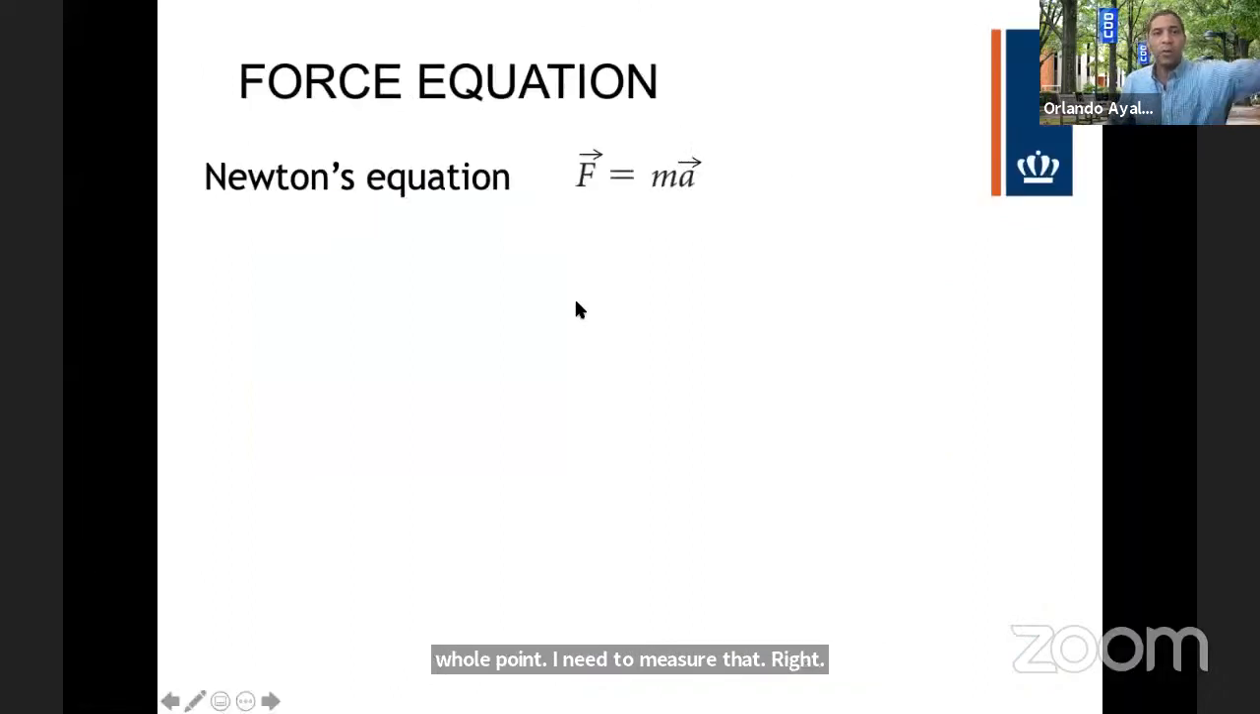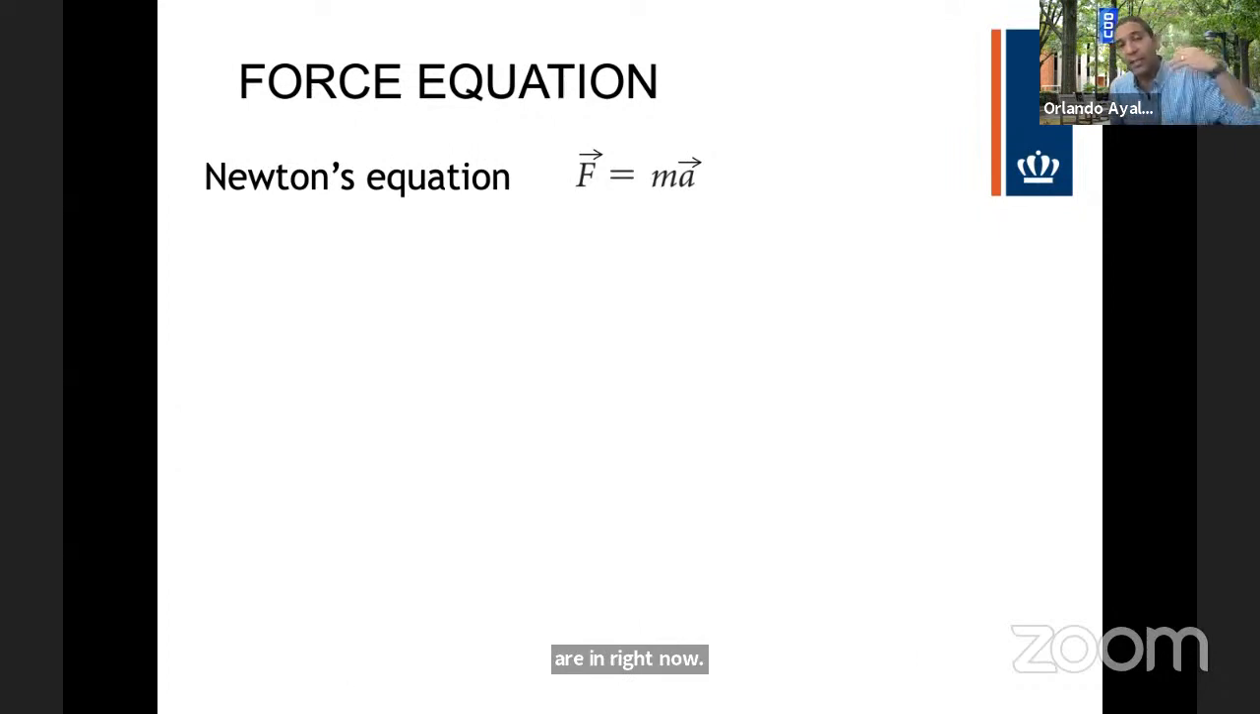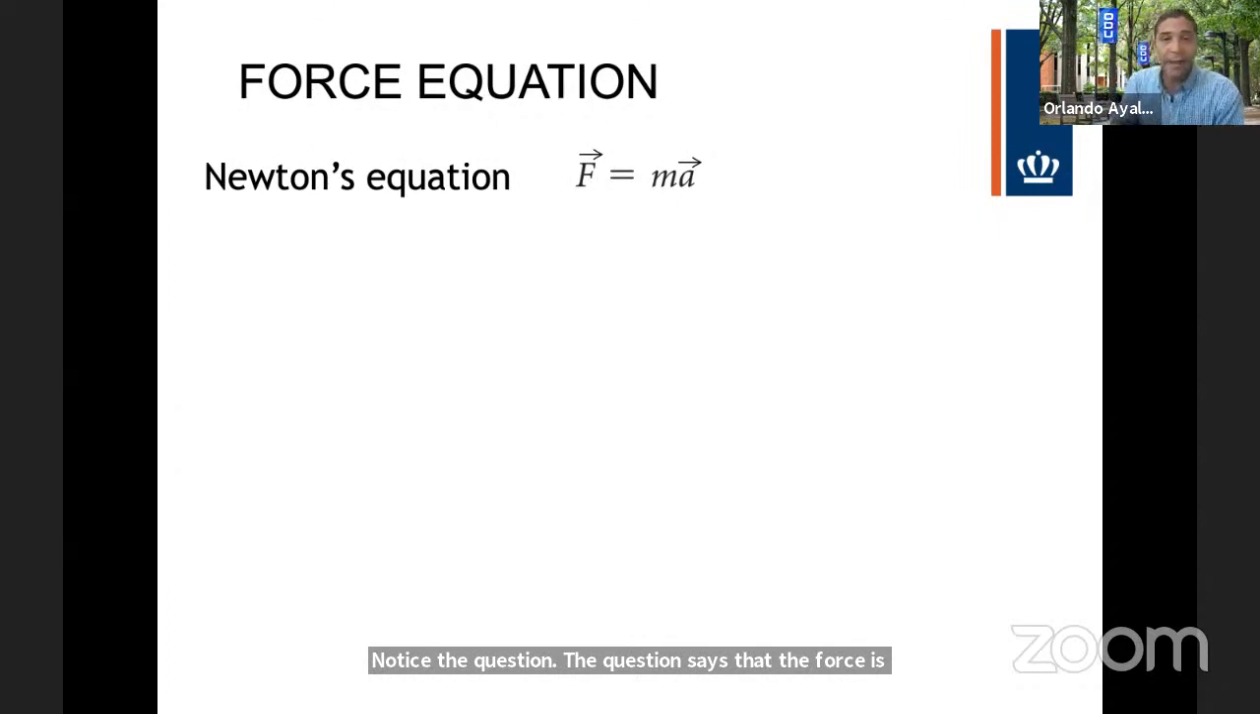So, all is based on Newton's equation. The same equation you've been talking about for years, or for a few months, depending on what grade you are in right now. Newton's equation says that the force is equal to mass times acceleration. That exact equation, the same equation.